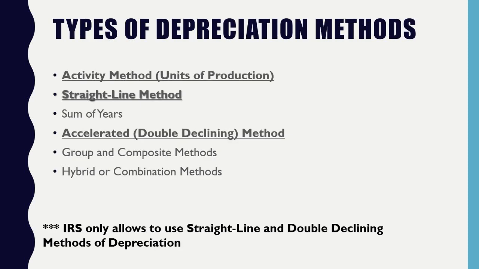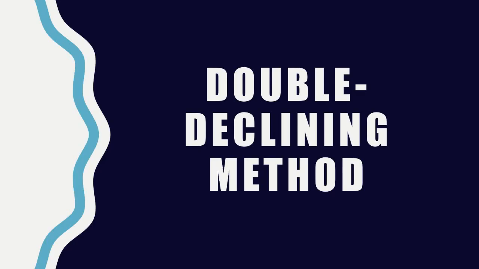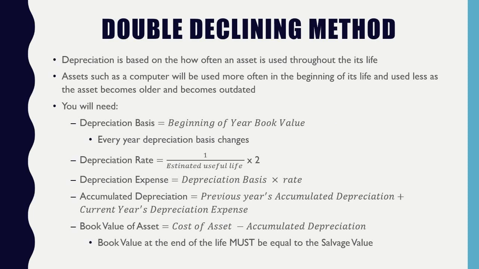So, like I've mentioned before, there are 3 that I'm going to teach you. We already covered the first one, which is activity based, which is units of production. So, today we're going to go over double declining or accelerated depreciation. Okay? So, double declining method. What is the purpose of using the double declining method?